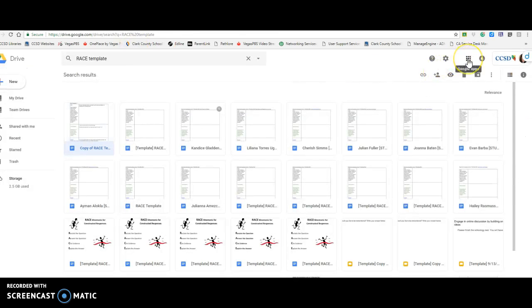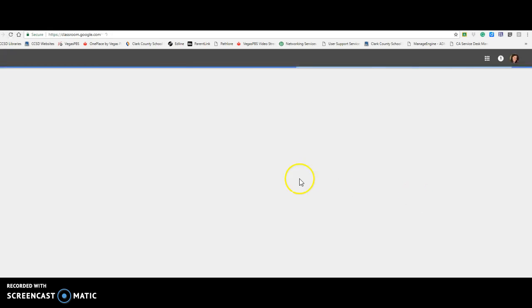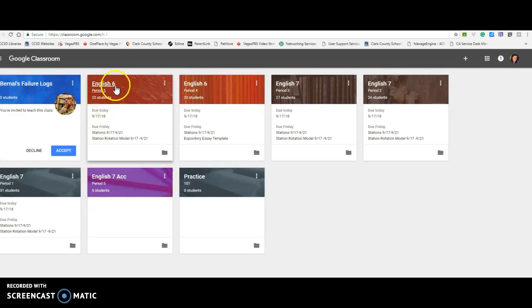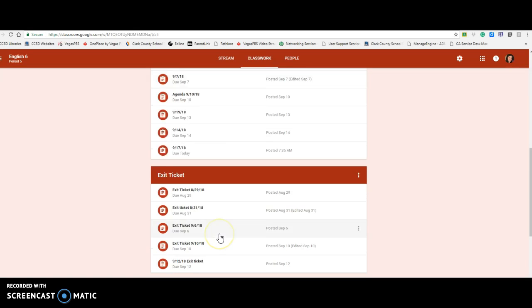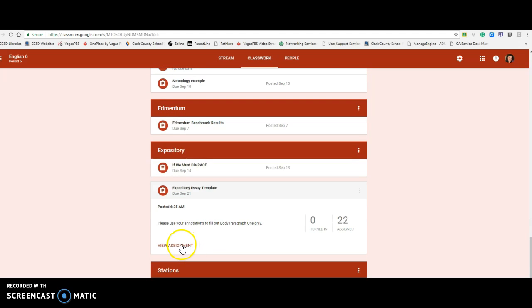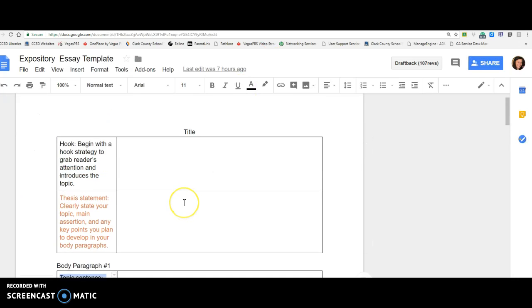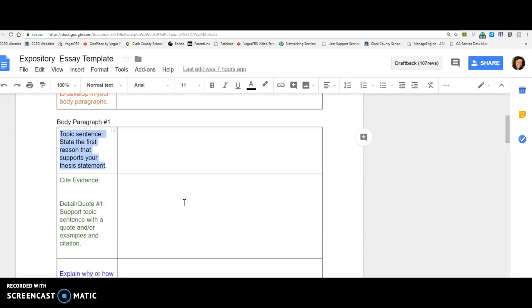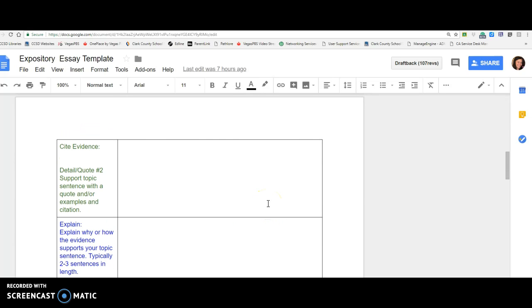You're going to go to Google Classroom. You're going to click that waffle, Google Classroom, and you'll see classwork, and you'll see expository essay template. So it should look like this. This is where you're going to put your textual evidence and your explanations.